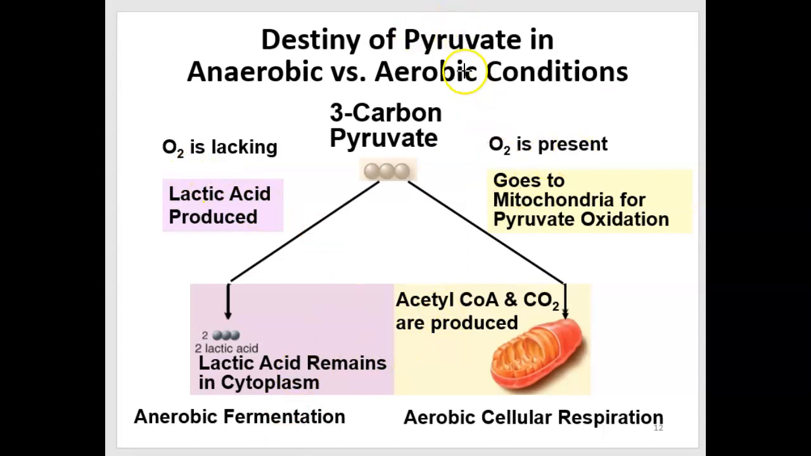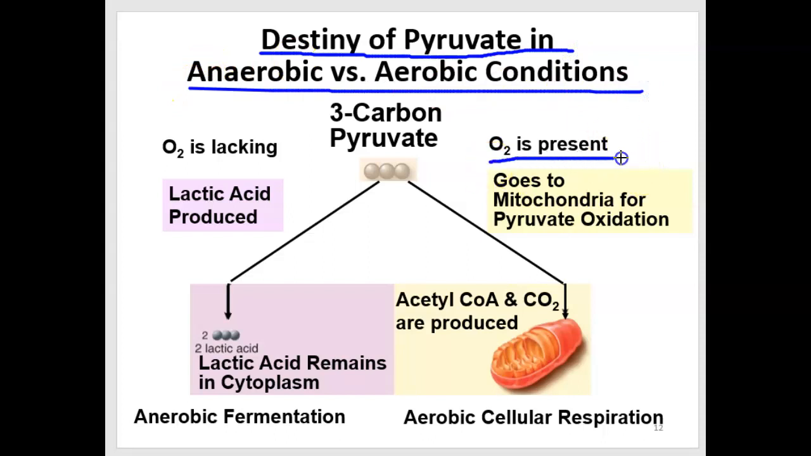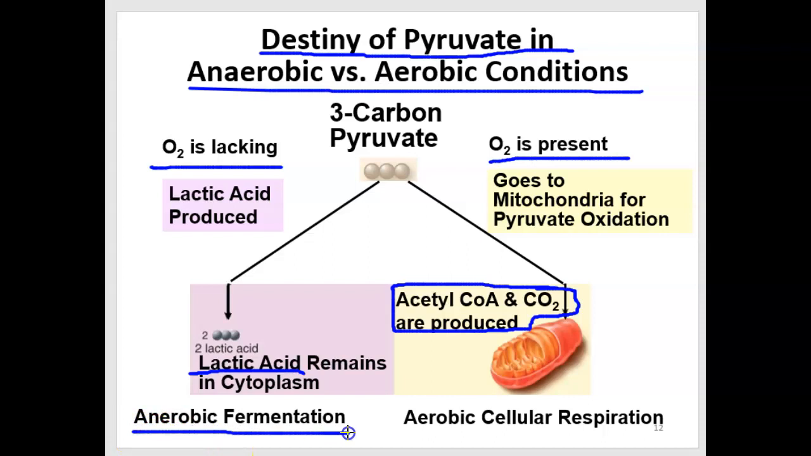So this slide looks more complicated than I guess it needs to be. So the question is, what's the destiny of pyruvate? Well, when oxygen is present, pyruvate's going to go to the mitochondria, and what we just saw is what's going to happen. Acetyl-CoA is going to be made. But when oxygen is lacking, this 3-carbon pyruvate gets turned into lactic acid. And lactic acid stays in the cytoplasm. This is also called anaerobic fermentation.